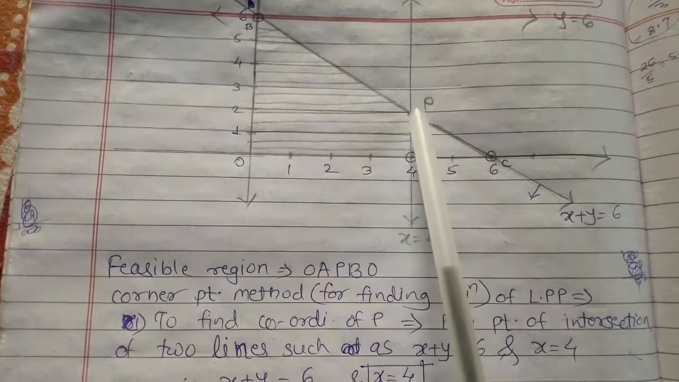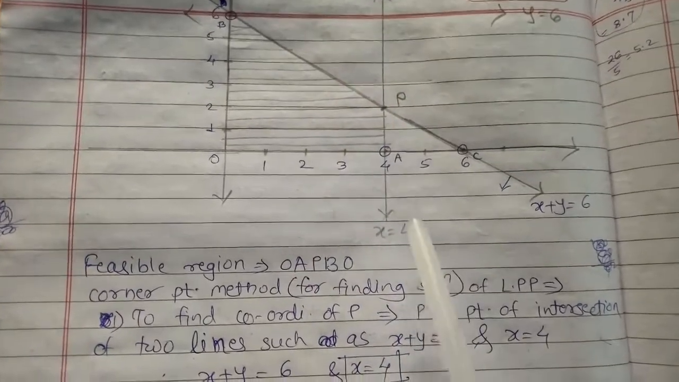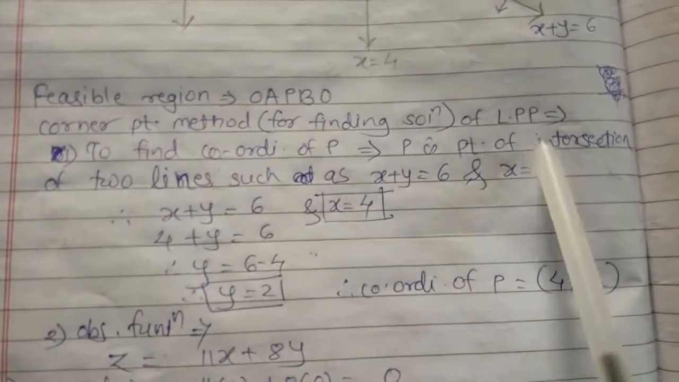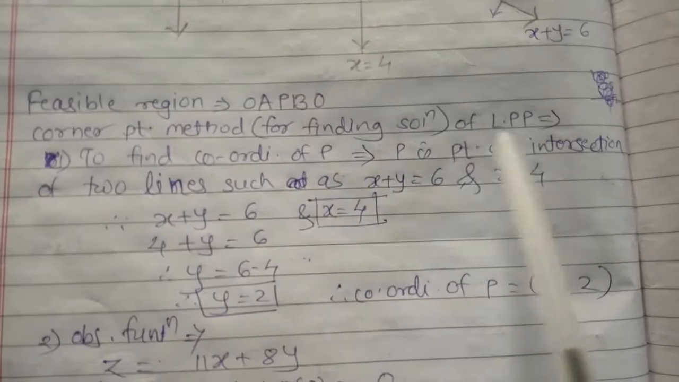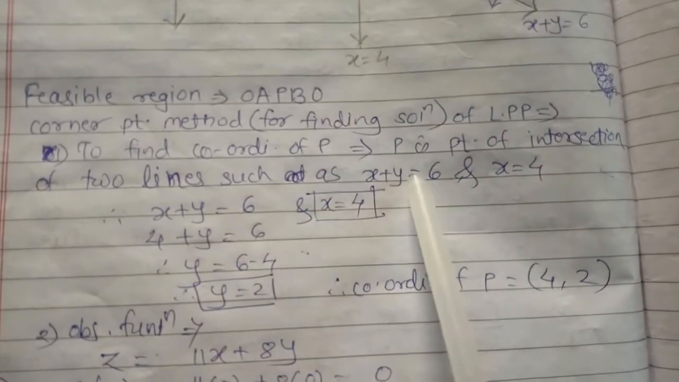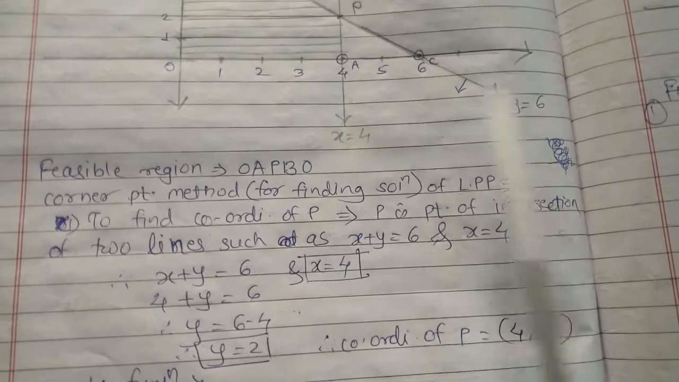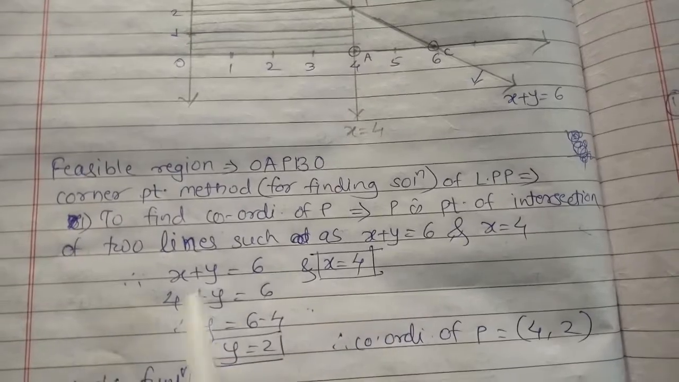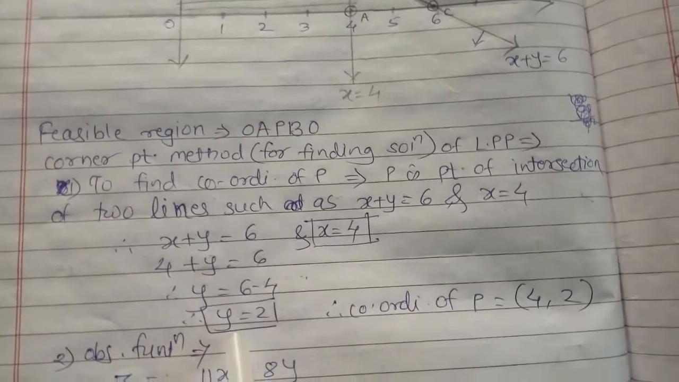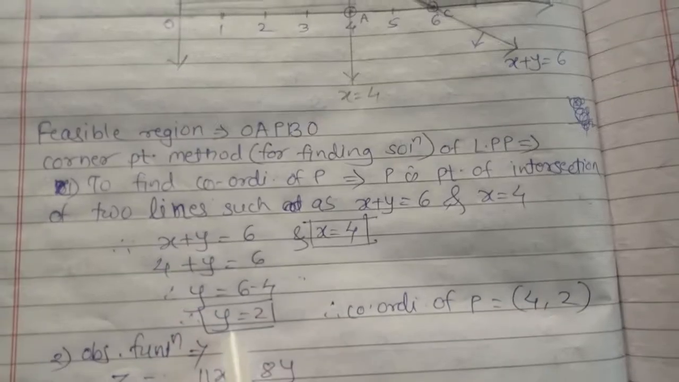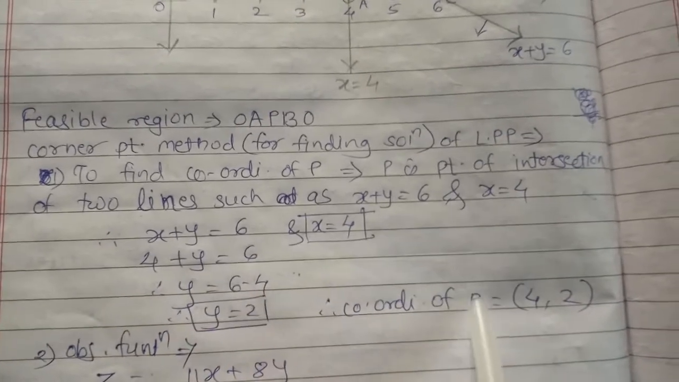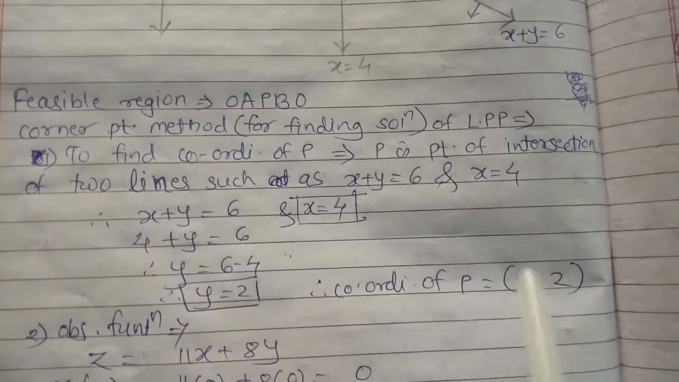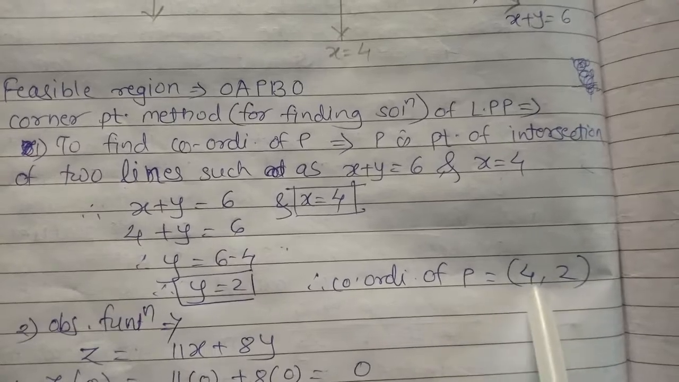So you know that the point P is the point of intersection of the two lines, that is x is equals to 4 and the second one is x plus y is equals to 6. So I write here, to find the coordinates of P, P is the point of intersection of the two lines such that x plus y is equals to 6 and x is equals to 4. Just we are going to solve this. I put this value x is equals to 4 in this equation, and we have to find out the coordinate of y. So we get here y is equals to 2 by solving this. Since the coordinates of P are, this one is the x coordinate, that is 4, and the y coordinate is 2. So these are the coordinates of P, that is 4 and 2.